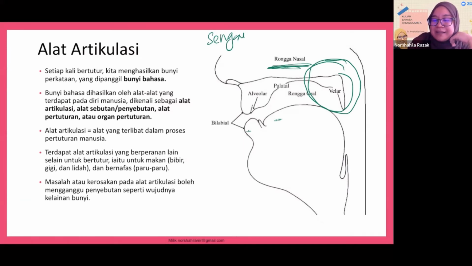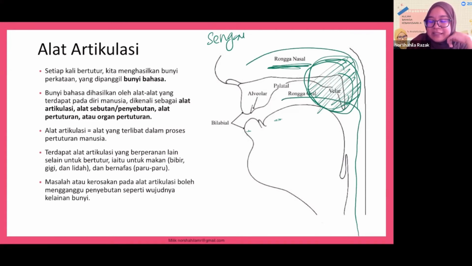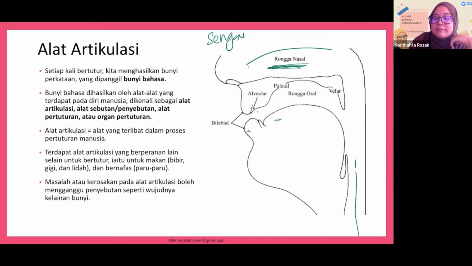Jadi apa yang berlaku ialah bila this part missing, tak ada, jadinya udara dari paru-paru akan keluar terus pergi dengan sini dan juga ke atas. Jadi dia akan keluar di bahagian mulut dan juga bahagian hidung. So that's why the sound is not perfect. Sebab this area actually helps us to block the air.